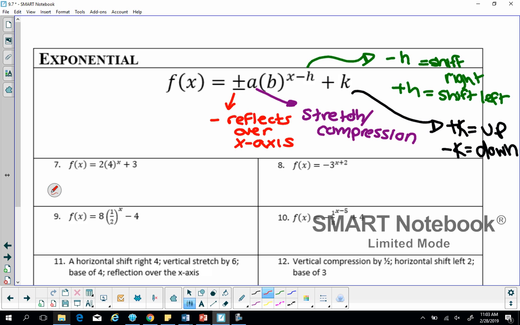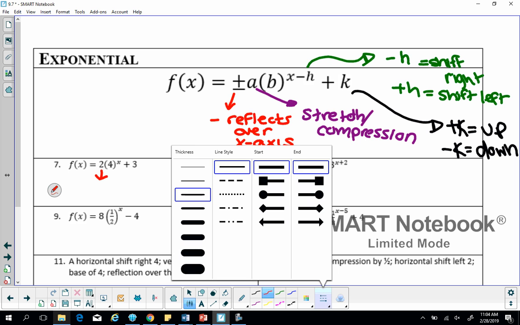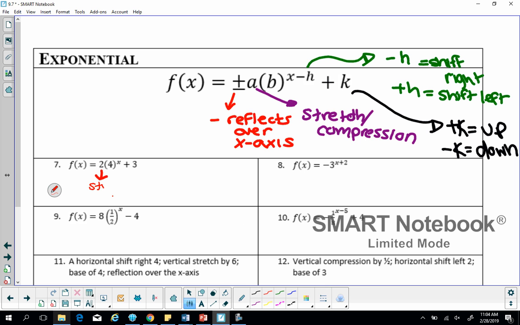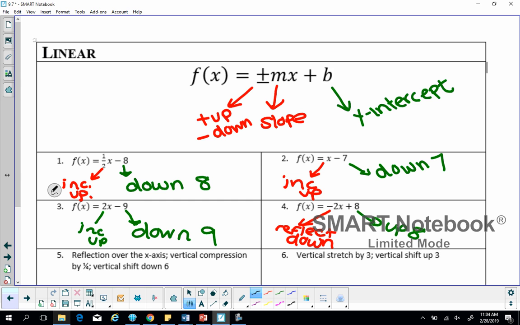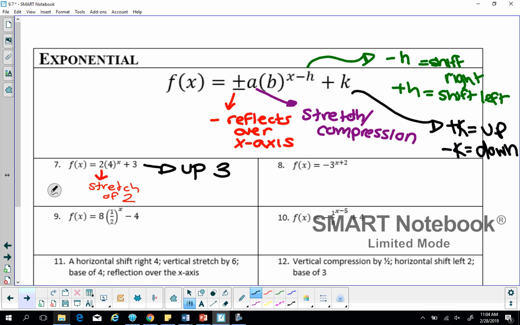So let's get started. So this 2 just indicates your what? What's your A representing? Stretch. Yeah, so it's a stretch of 2. There's nothing in the exponents, no little numbers, right? So it's no left or right shift, but there's a big plus 3. So what does plus 3 indicate? Up 3, right? And so we can see the plus 3 here. If I'm going to go back to linear real quick, see how these are big numbers too, those big constants? The big numbers are always up and down.